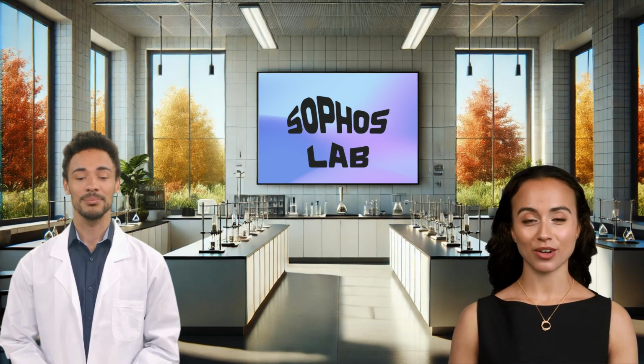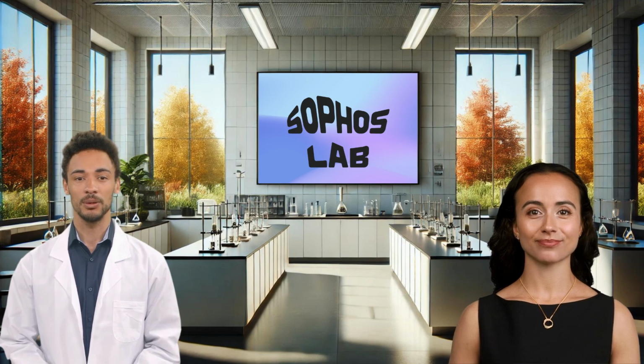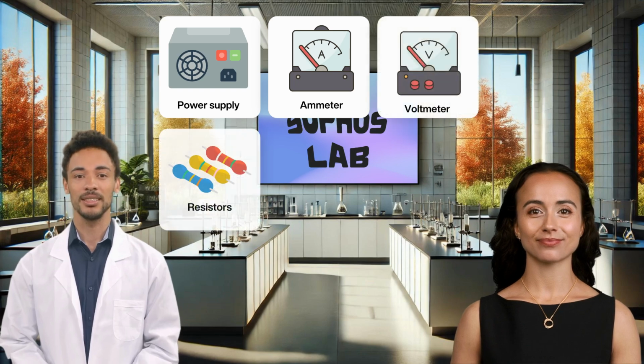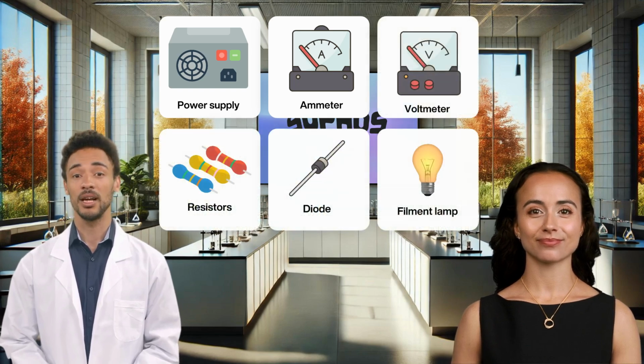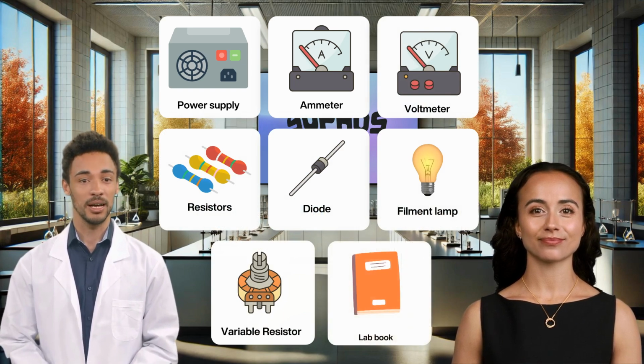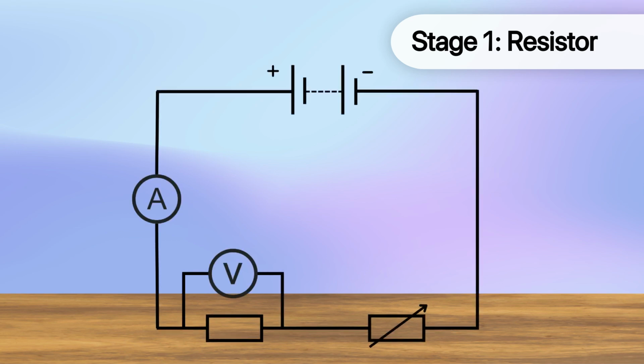Let's start by gathering our materials. Sam, what do we need? So for this practical, we need a power supply, an ammeter, a voltmeter, fixed resistors, a diode, a filament lamp, a variable resistor, and finally, a lab book to record our results. Once we have gathered our materials, we begin by setting up our first circuit, which uses a fixed resistor. Here is a diagram of our first circuit.